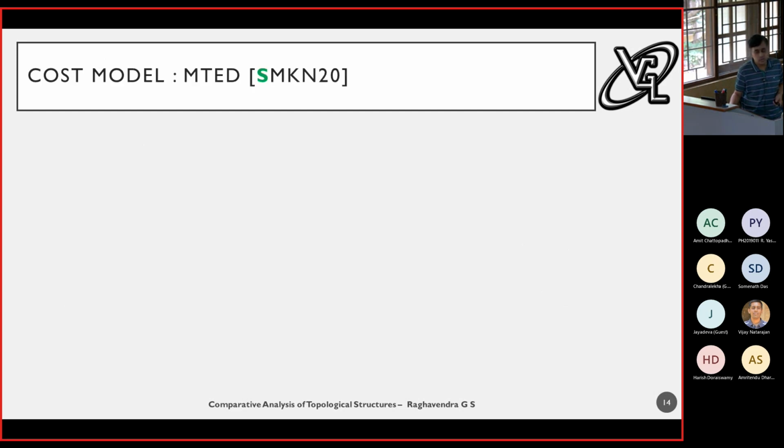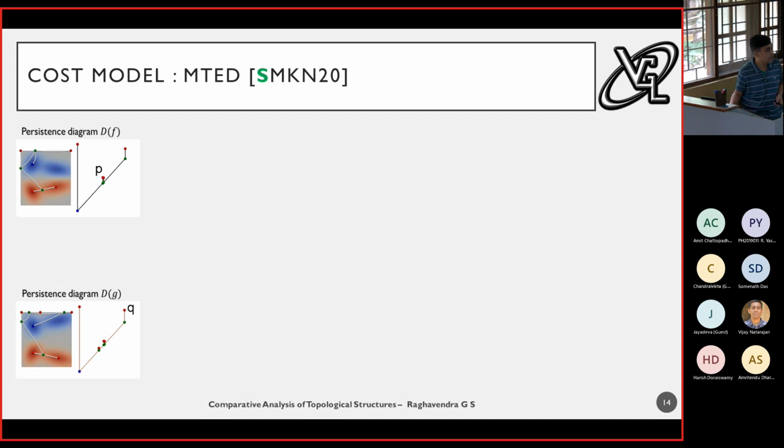Since the cost model is quite crucial, let's see how the cost model is derived. We have two scalar fields. We have the merge tree here, and we derive the persistence diagram of these two merge trees, which are shown here. If we want to consider these two features named P and Q, and we want to apply some edit, we want to define a cost. So how do we define costs?